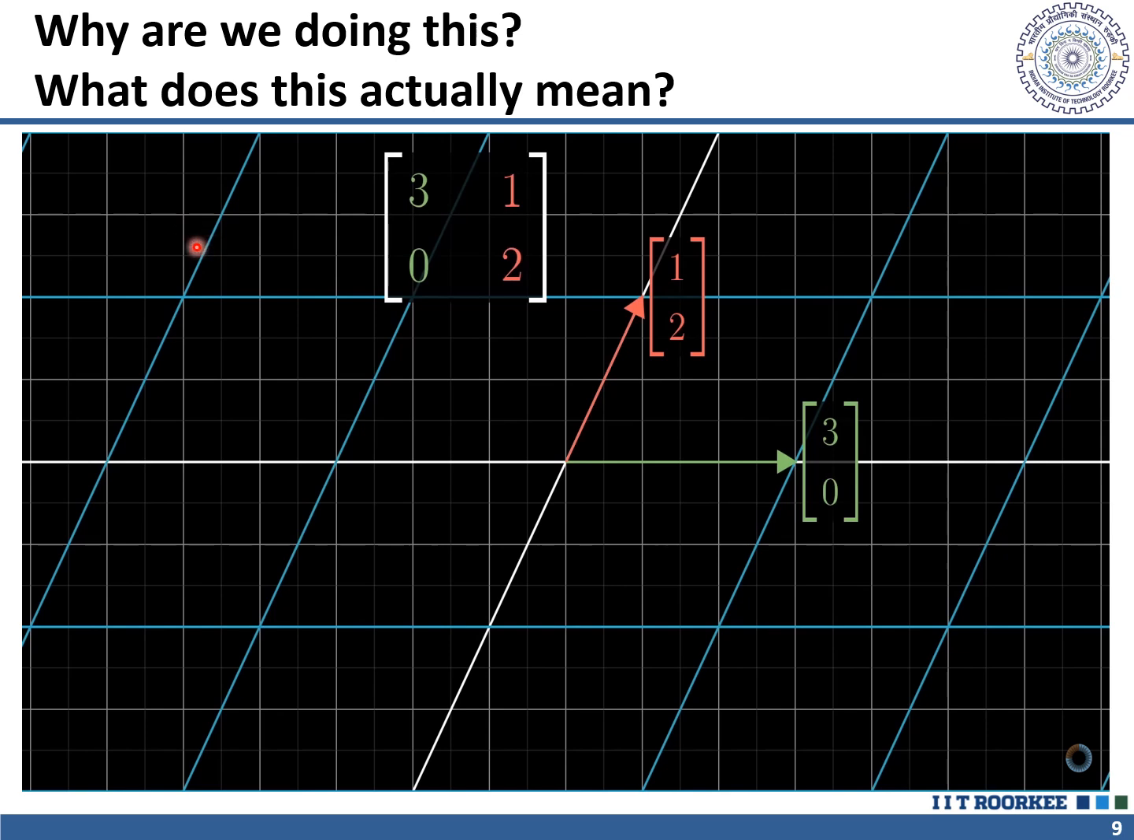So as said in the beginning, eigenvalues and eigenvectors. Why are we calculating this actually? What do they actually mean? What do they mean in the physical sense?